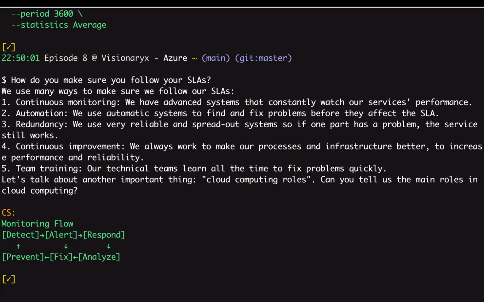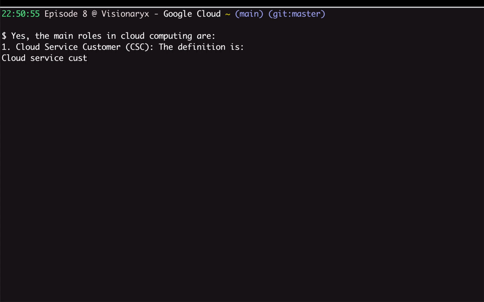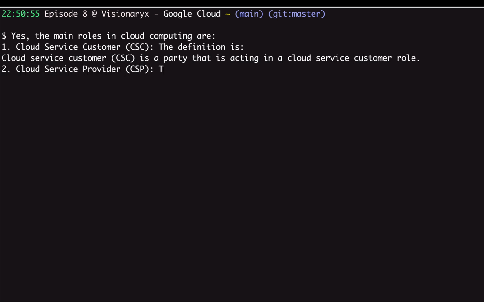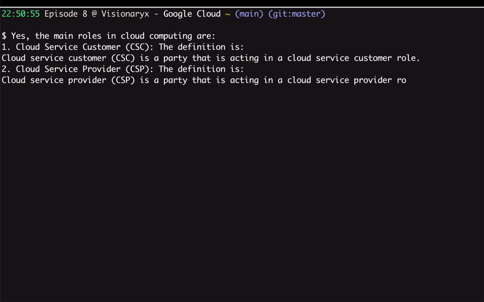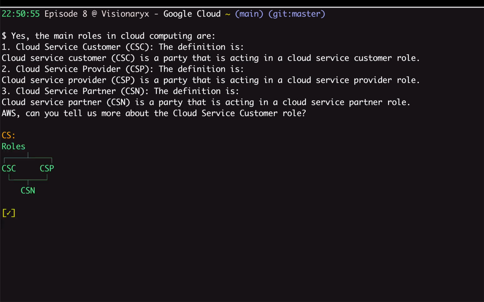Let's talk about another important thing, cloud computing roles. Can you tell us the main roles in cloud computing? Yes, the main roles in cloud computing are 1. Cloud Service Customer, CSC. The definition is, Cloud Service Customer, CSC, is a party that is acting in a cloud service customer role. 2. Cloud Service Provider, CSP. The definition is, Cloud Service Provider, CSP, is a party that is acting in a cloud service provider role. 3. Cloud Service Partner, CSN. The definition is, Cloud Service Partner, CSN, is a party that is acting in a cloud service partner role.